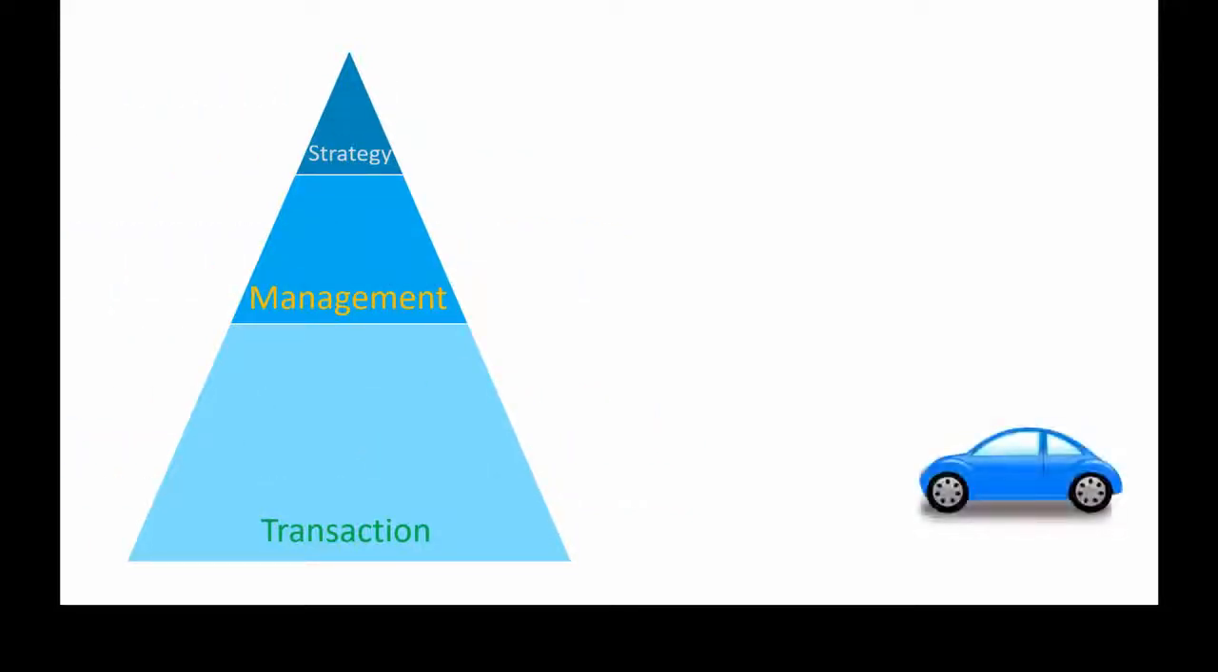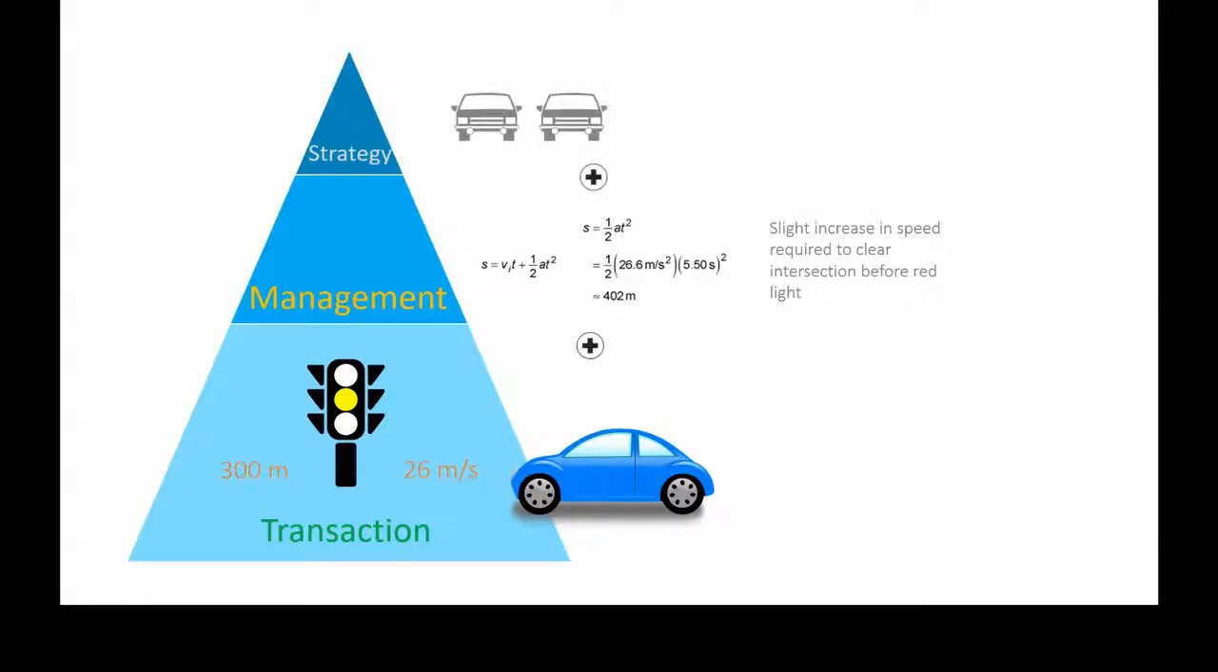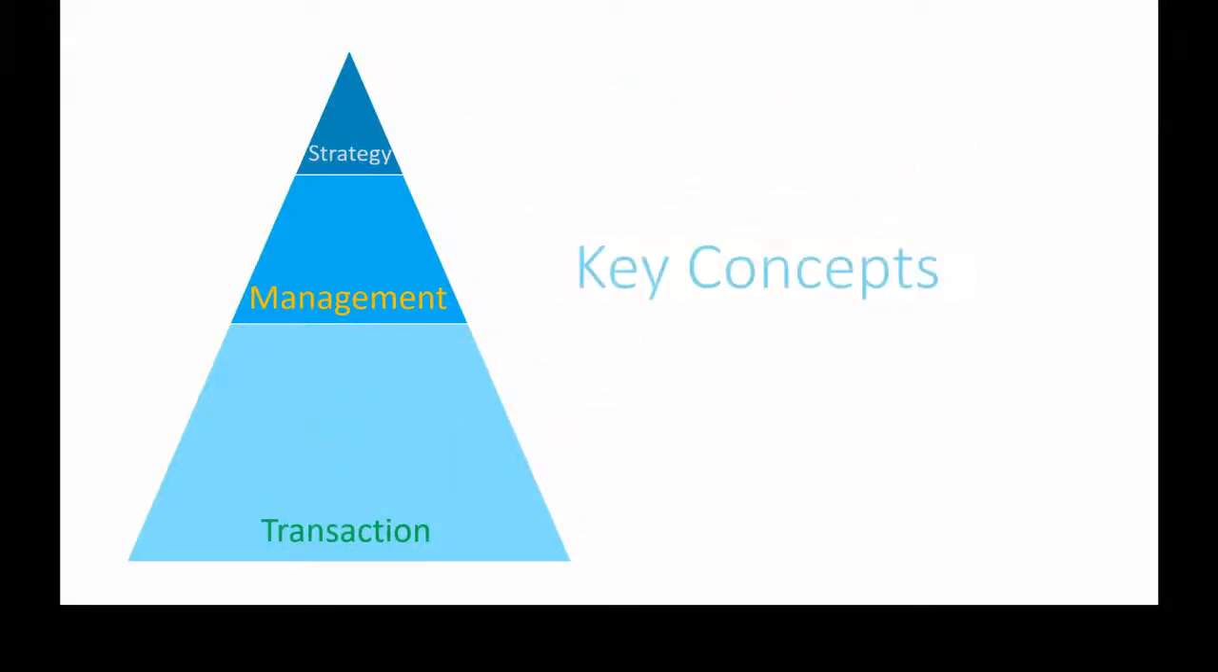Imagine you're driving and the traffic light ahead turns yellow. Data, in this case distance and speed, is collected at the transactional level and then pushed into the management level for assessment. Some rapid calculations are made and you decide that with a slight increase in speed, you could clear the intersection before the light turns red. All of this information is pushed up to the strategic level, which adds external observations and a little judgment to the equation. There are 3 key concepts we'll want to carry into the next section.